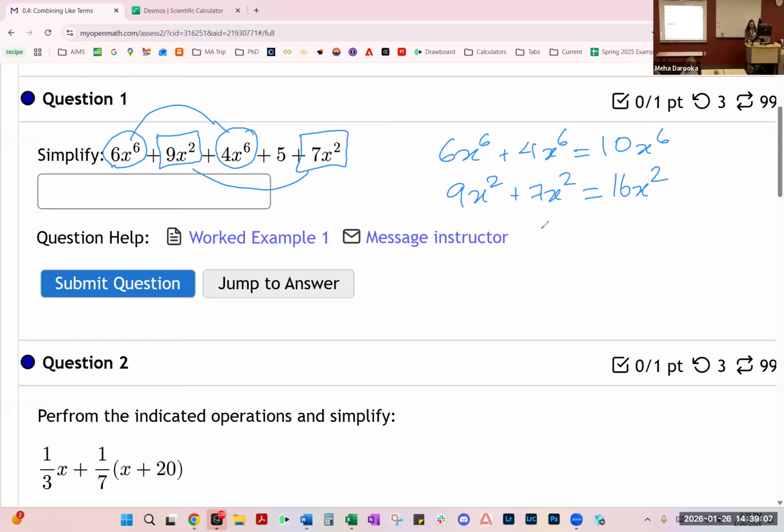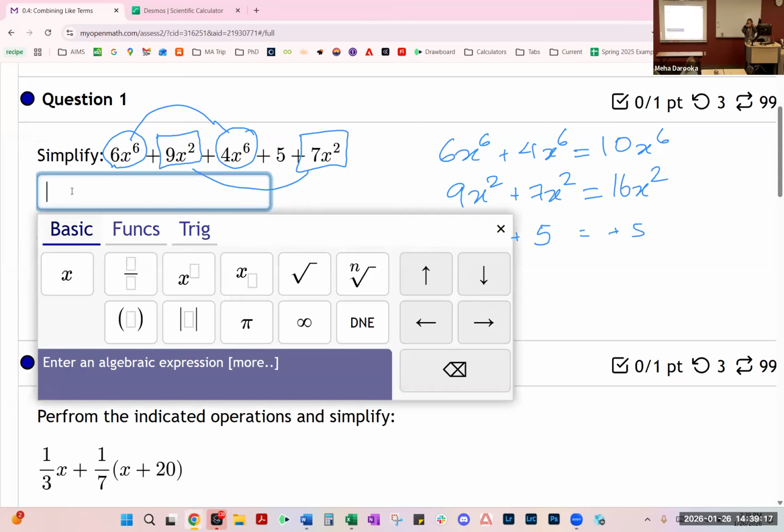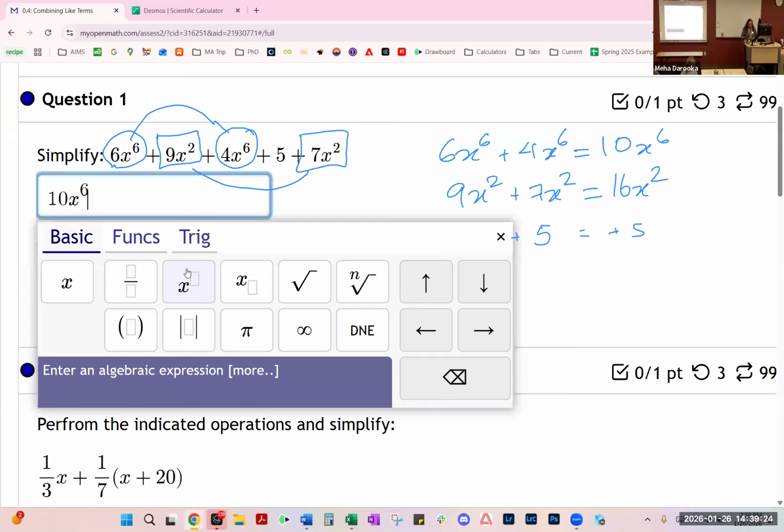Is there anything that is common that's left? No, but obviously we cannot ignore the 5, so we would need to include the 5 in our final sum as you add these together. And again, usually you go from the largest exponent to the smallest. So we would be putting 10x to the 6th. All of these terms were positive, so you will have plus sign between all of them. So 16, small x squared. There we go. And then the plus 5.